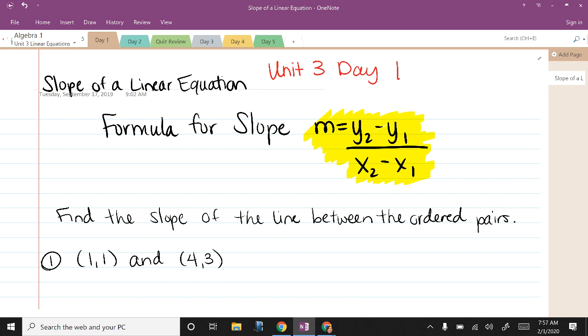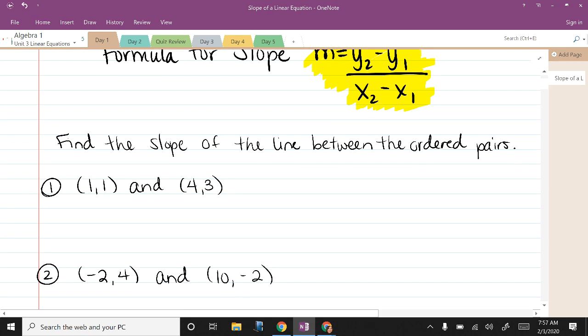All right. So if you don't know what the 2's and the 1's stand for, that just means the second y value, the first y value, the second x value, and the first x value. So best way to use it is just to see it in an example. So look at number 1.